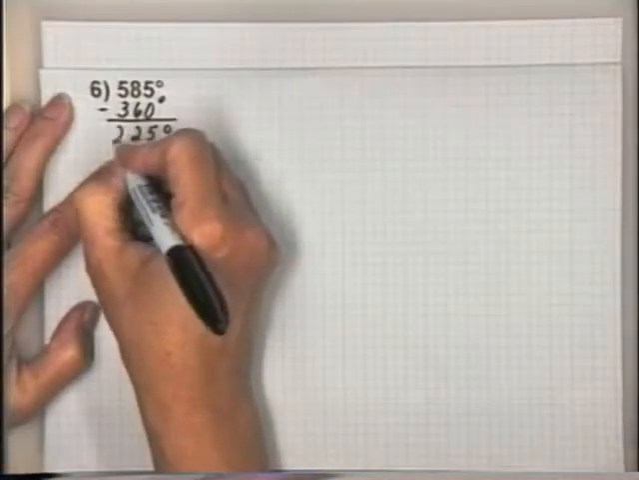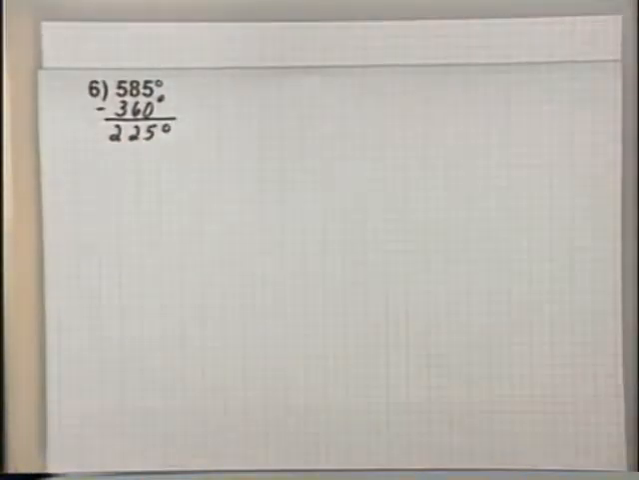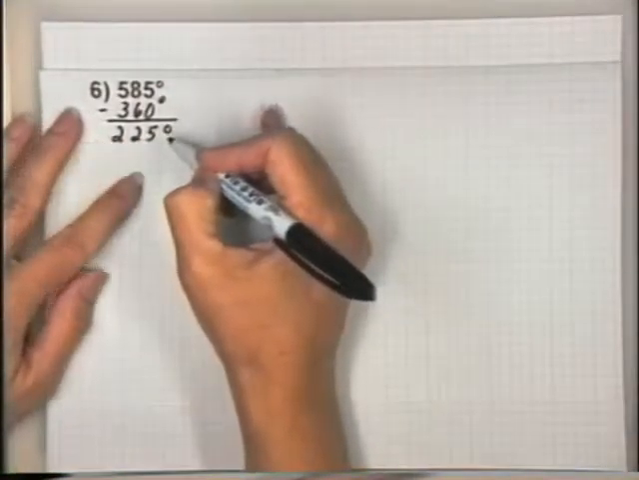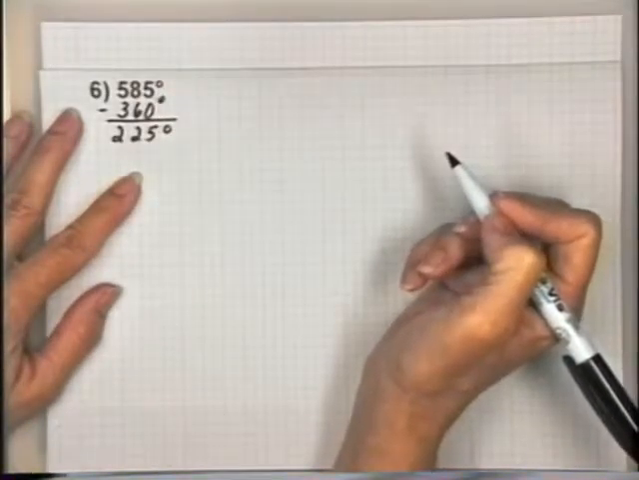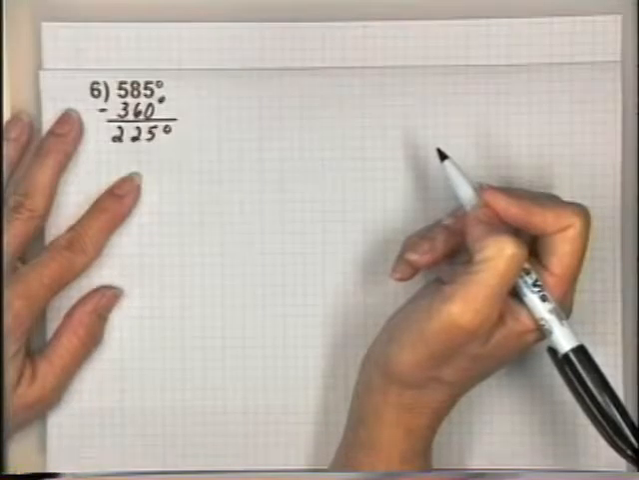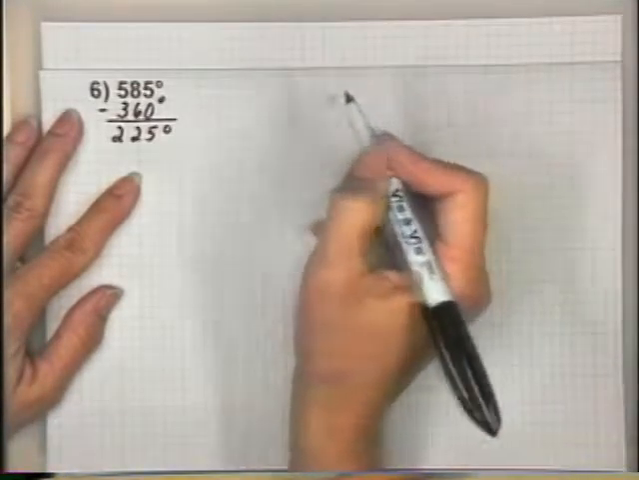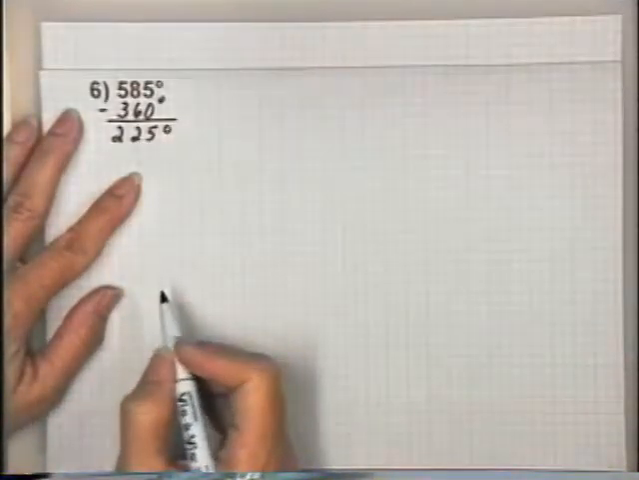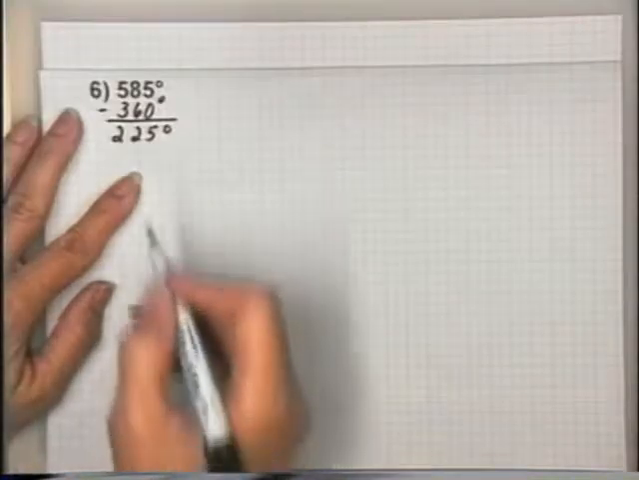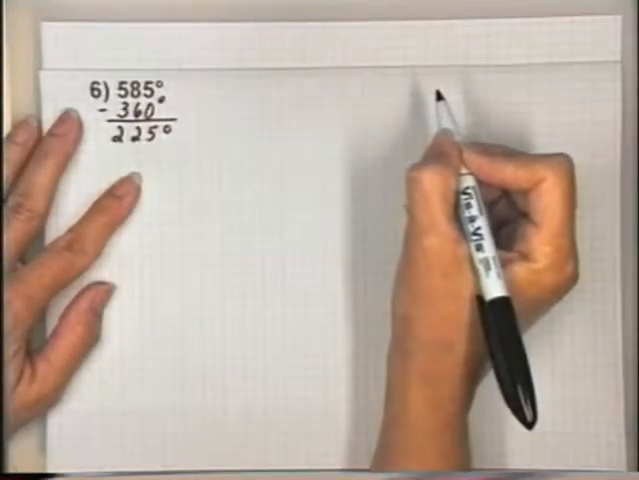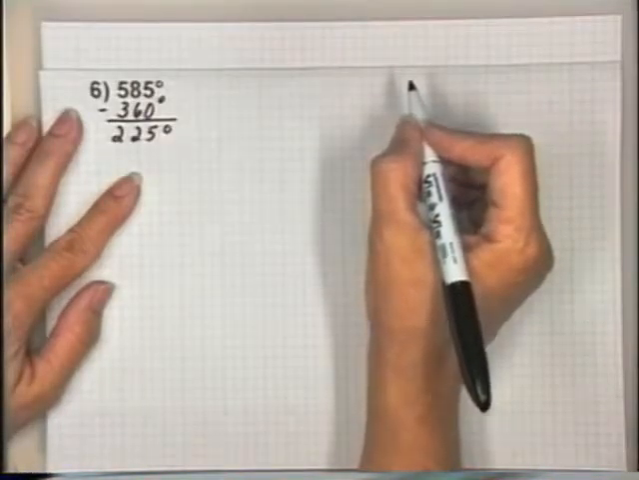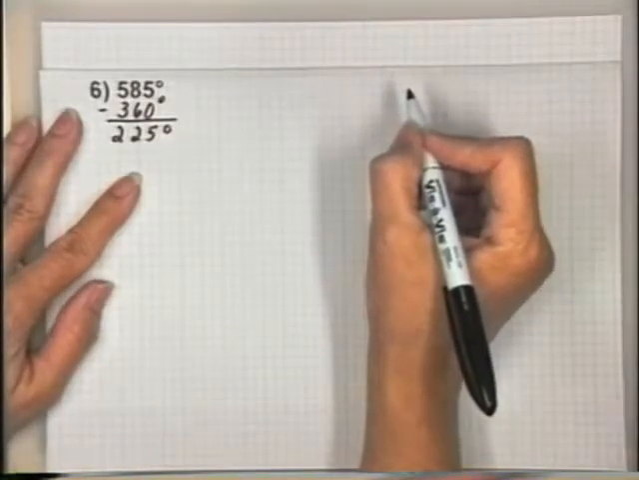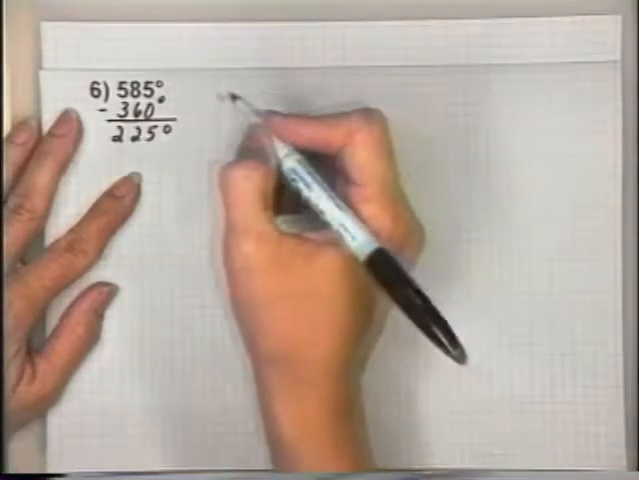And we get 225 degrees. So since 225 degrees is coterminal with 585 degrees, they will have the same trig functions. Now what we want to do is to find the reference angle for 225 degrees. What quadrant is 225 degrees in? It's in the third quadrant, isn't it? Because it's between 180 degrees and 270.